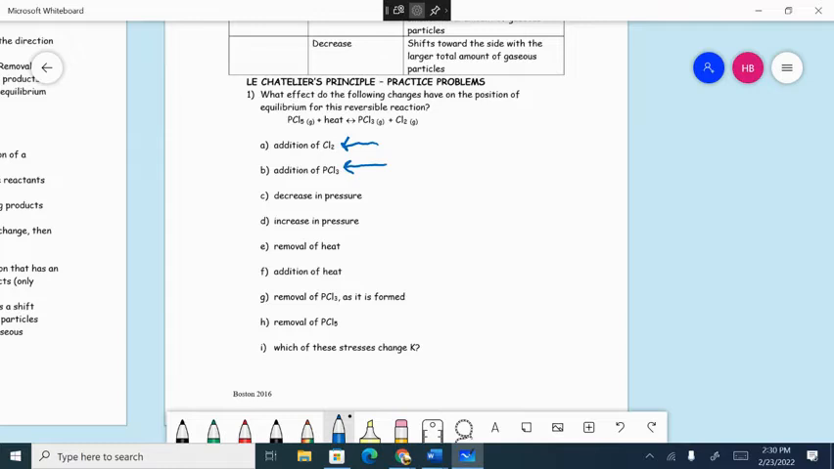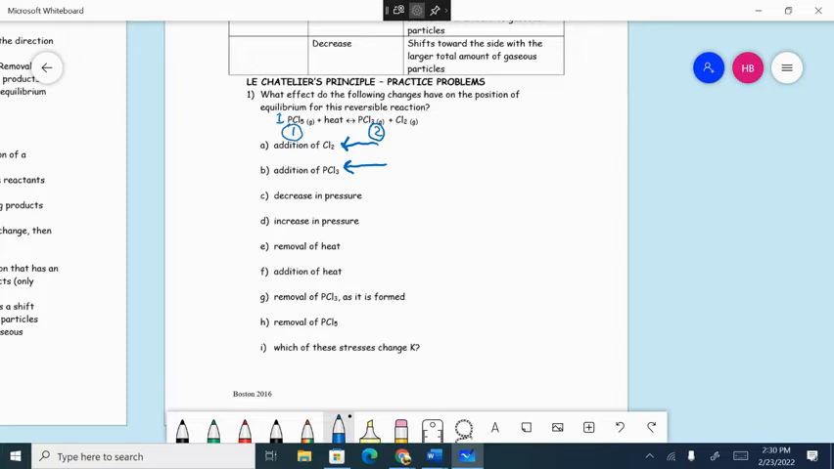Here's the pressure one. This can be a little bit confusing. So we're going to count, and we're going to remember that if there's nothing written in front, it's 1. So we have 1 mole of PCl5 on the reactant side. We have 1 mole of PCl3 and 1 mole of Cl2 on the product side. So it's 2 moles of gas on the product side.